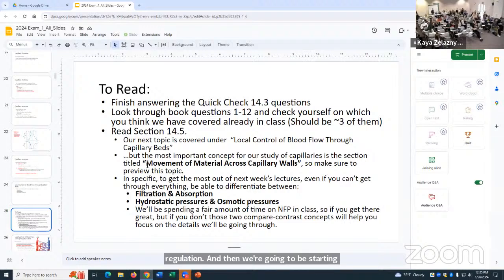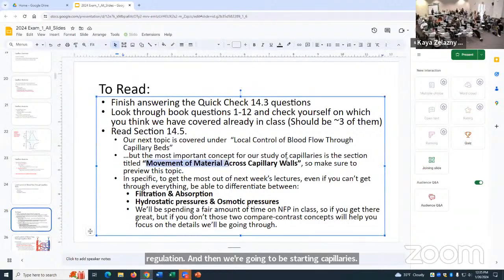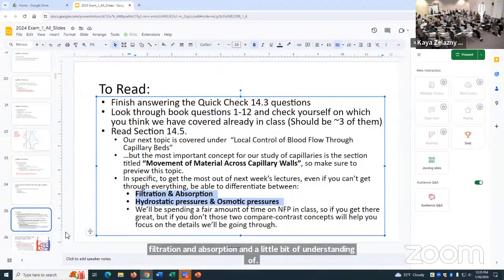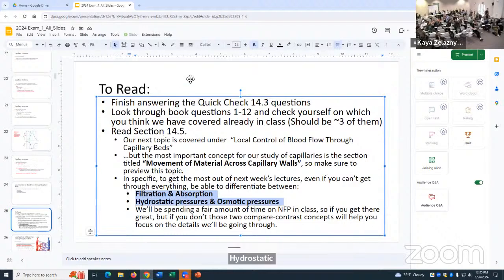Our biggest topic in capillaries is going to be the section on movement across the capillary walls. So the most important thing to help you get the most out of class is going to be making sure you can define filtration and absorption and have a little bit of understanding of hydrostatic pressures versus osmotic pressures. So I'll get this back up.